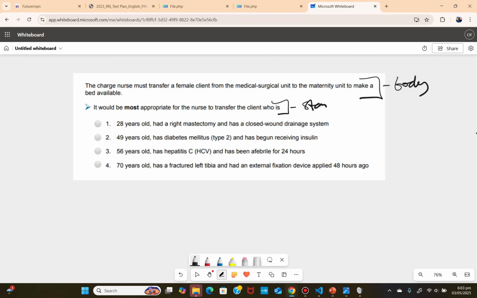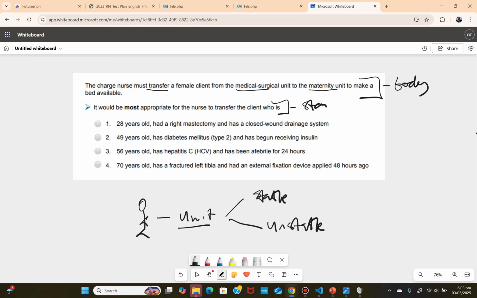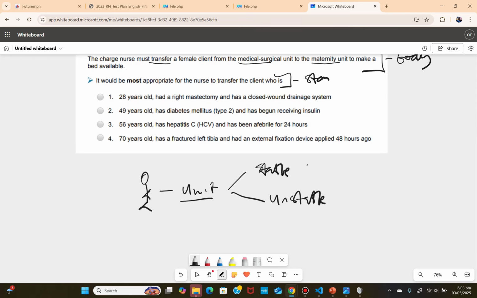Now, the question is saying the charge nurse must transfer a client from a particular unit to another unit. So this is the principle of transfer. So now you want to apply the transfer principle. I'm just going to give you the principle of transfer real quick. Now you have a client in a certain unit. Let us talk about the kind of client you can transfer. You can either transfer a stable client or you can transfer an unstable client. That's one thing you want to know. Remember, we're transferring them from one unit to another unit.